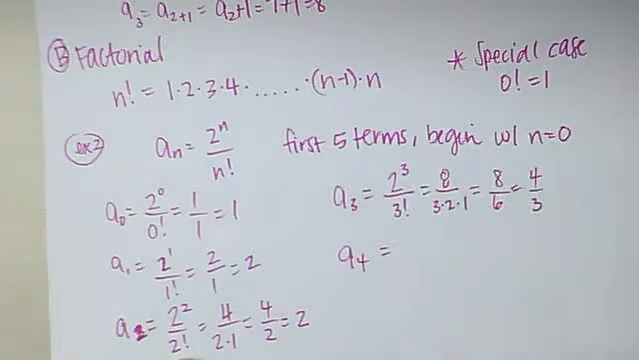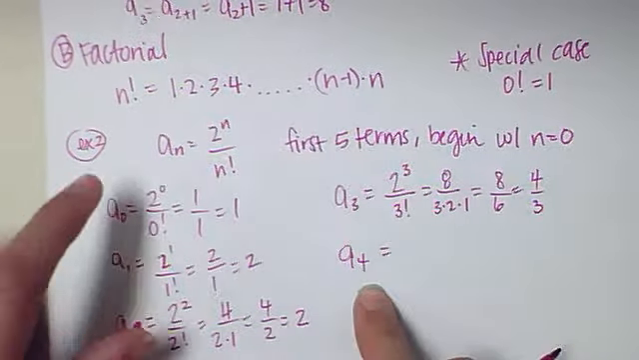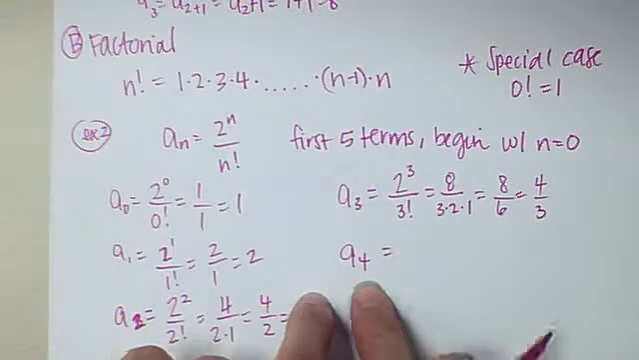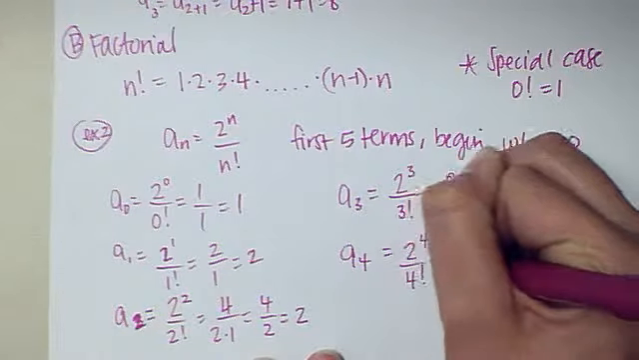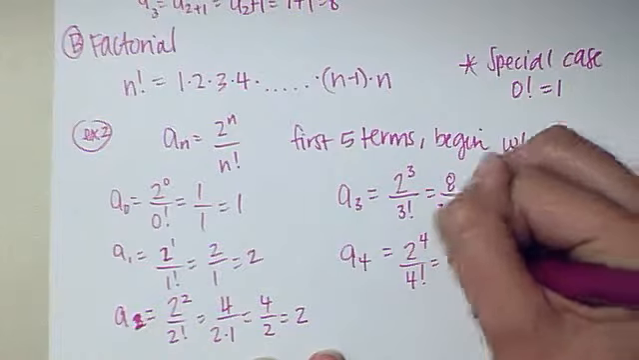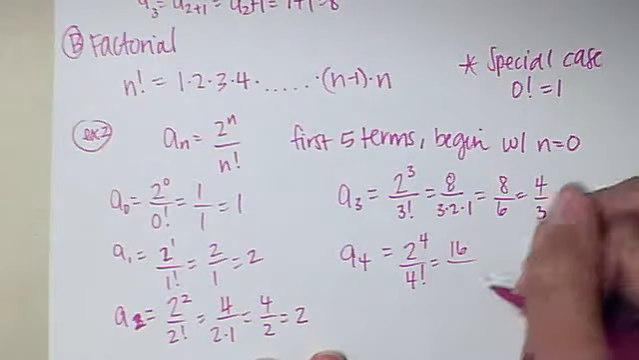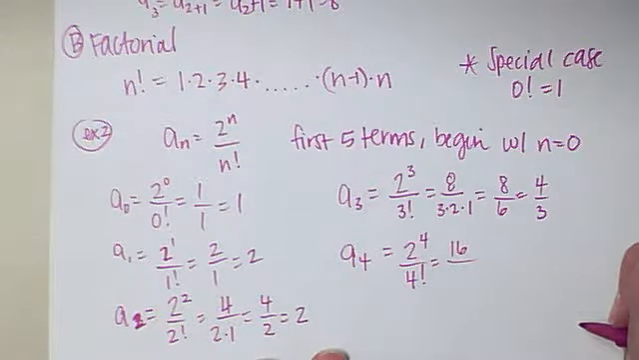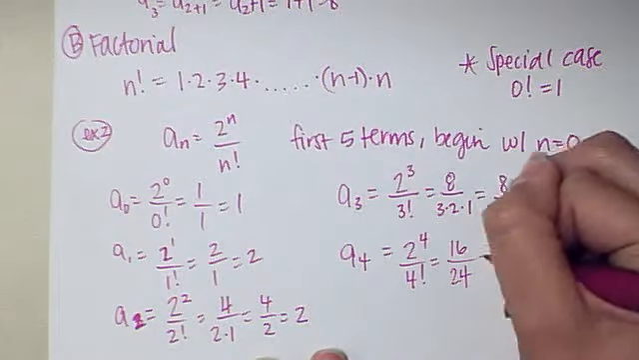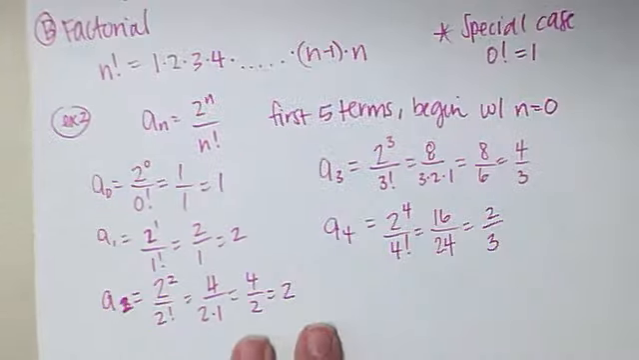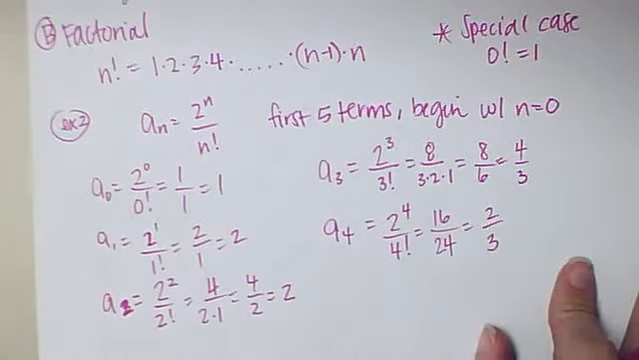And the fifth term in the sequence, which is a sub 4, get it, 1, 2, 3, 4, 5, first 5 terms. A sub 4 is 2 to the 4th power over 4 factorial. 2 to the 4th is 16. And 4 factorial is 4 times 3 times 2 times 1. 4 times 3 is 12, times 2 is 24, times 1 is also 24. And if I reduce that, I get 2/3. And that's the first 5 terms of my sequence.